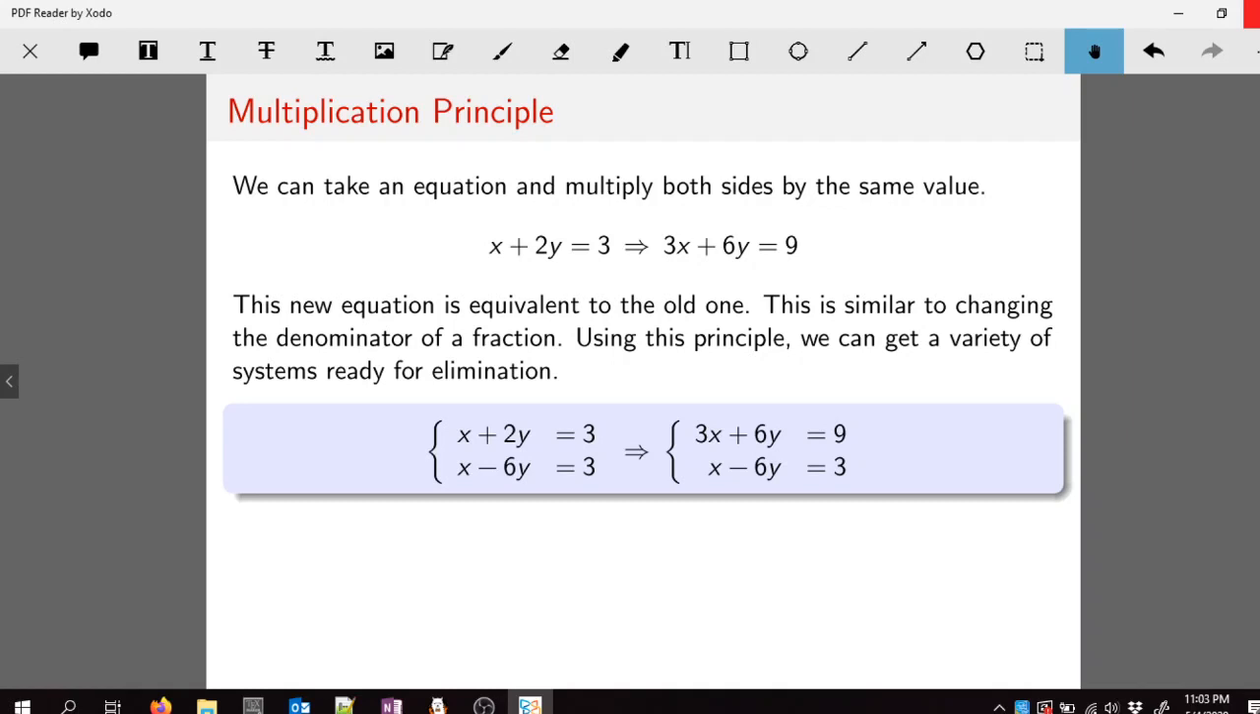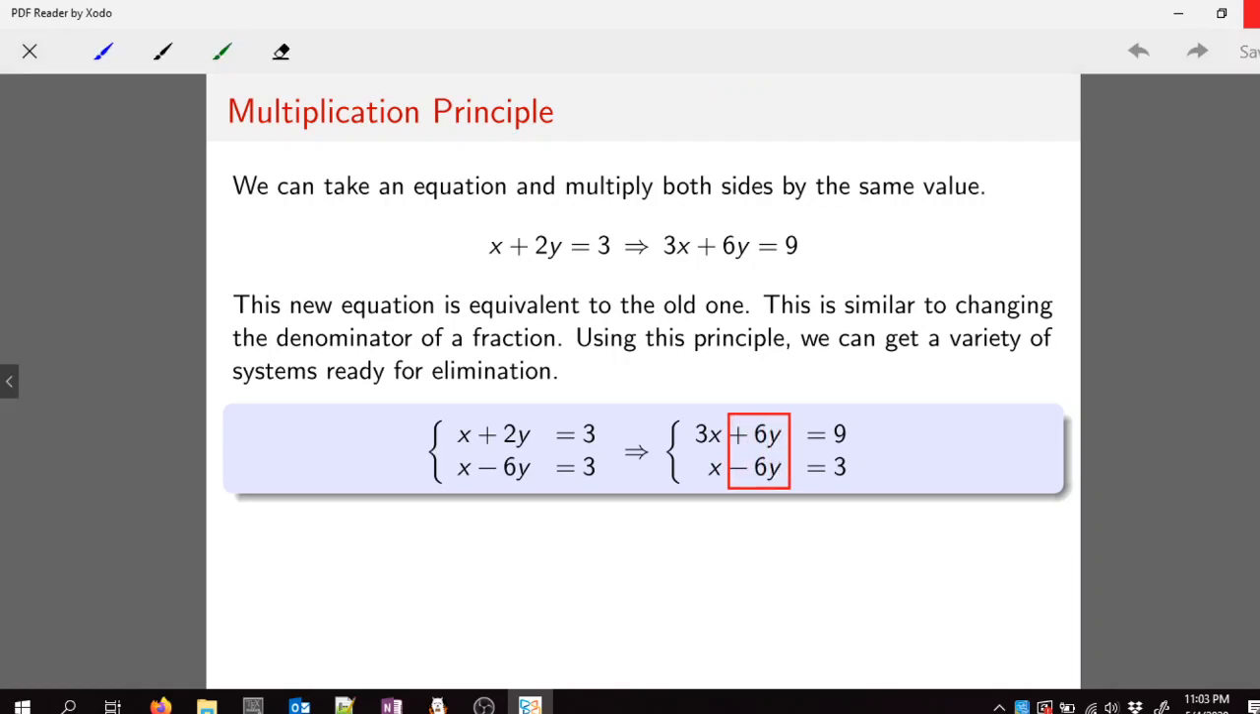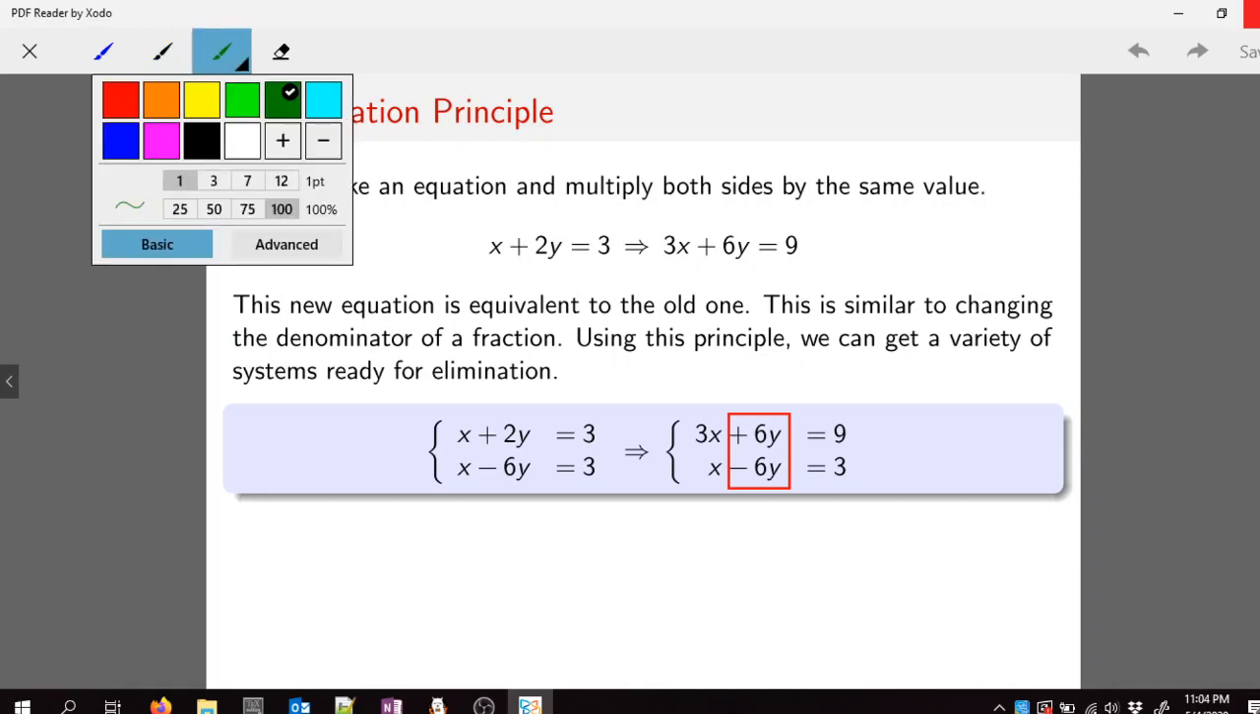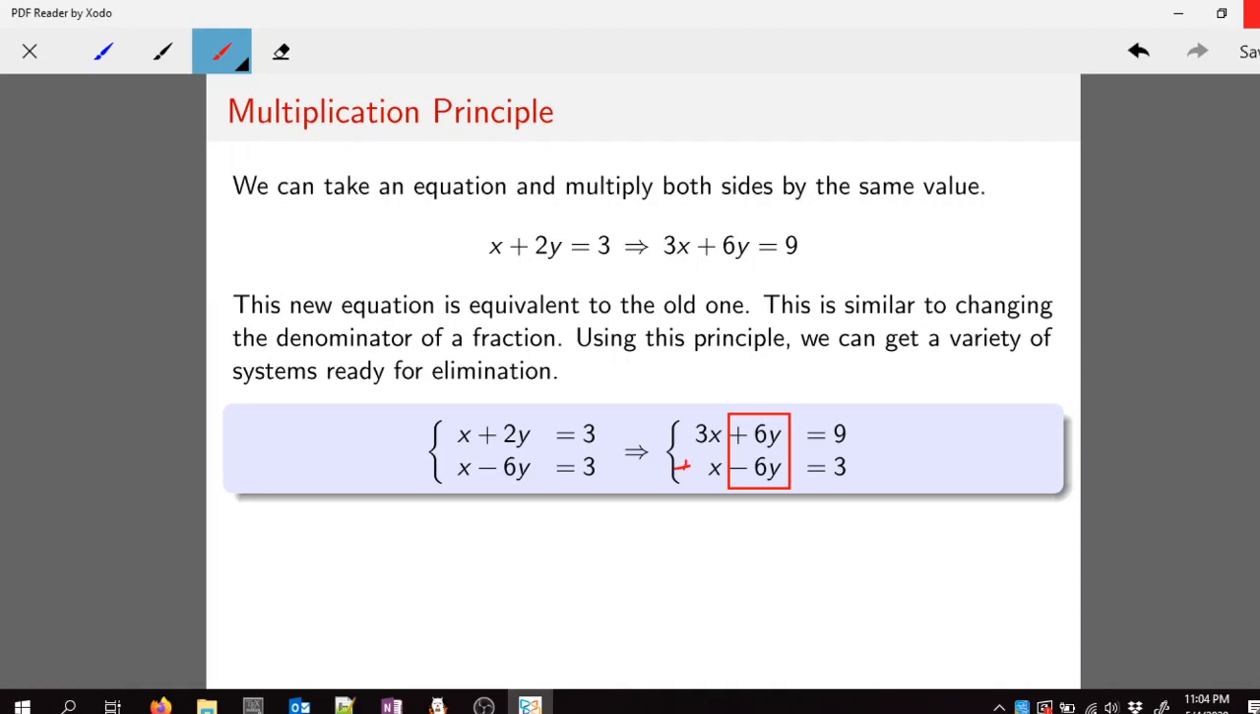For example, if I have x plus 2y equals 3 and x minus 6y is equal to 3, I can multiply this top equation by 3. I'll have x times 3, that's 3x, 2y times 3, that's 6y, and 3 times 3 which is 9. And now take a look right here. These y's would eliminate. And if I added, we'd have 4x is equal to 12, so x is equal to 3.